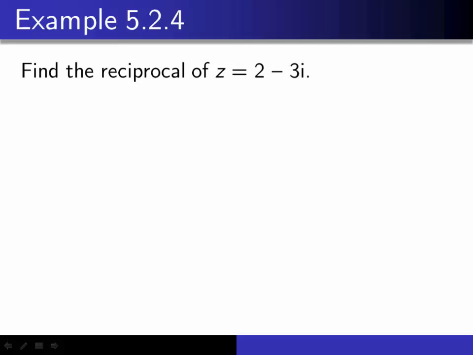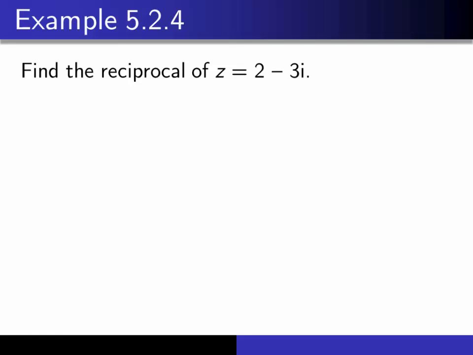Okay, so we were at example 5.2.4, or we stopped just before that. Okay, so example 5.2.4. You were asked to find the reciprocal of z equals 2 minus 3i.